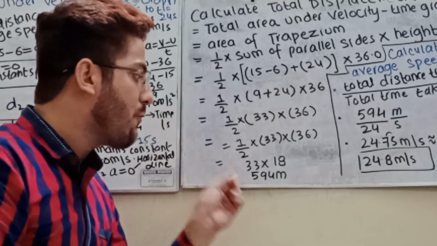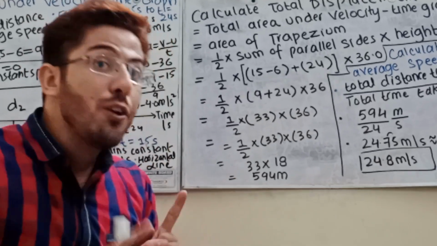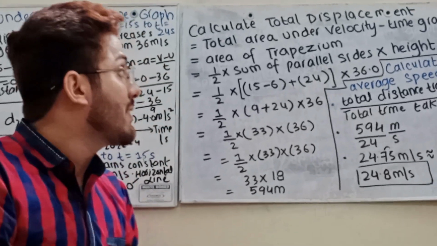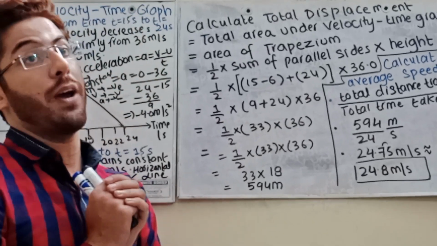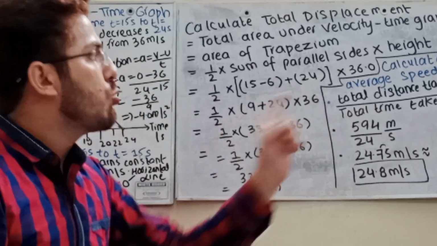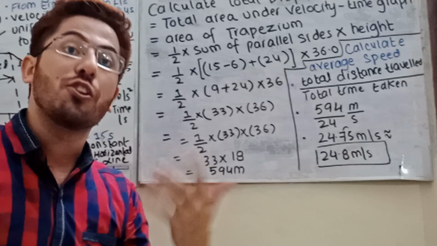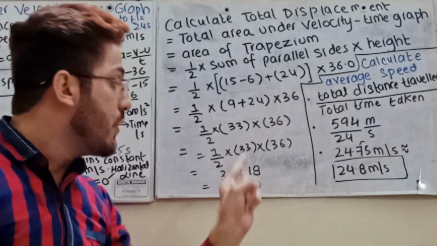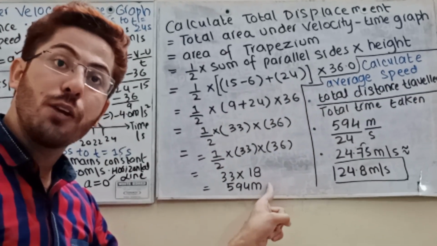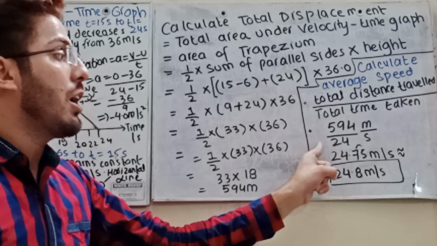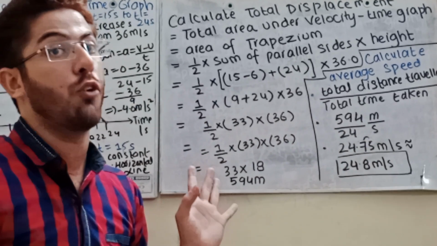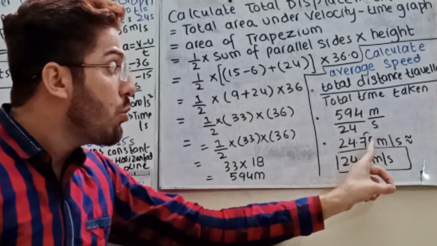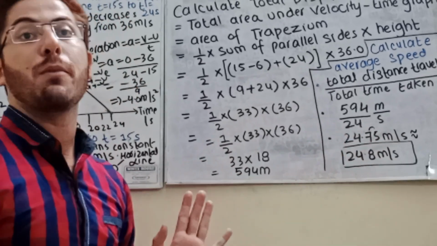18 multiplied by 33 gives 594. So why are we getting all these answers? To get the sum of parallel sides. Now do remember, student, we are going to find out the average speed. Total distance we have calculated, 594, and divided by total time, I got the answer 24.75. Now you will not get the full marks. Again, do remember you need to round off, 24.8 meter per second.